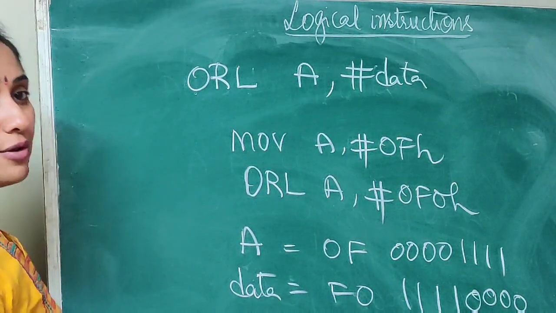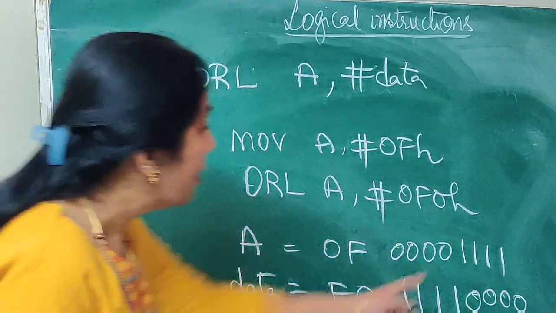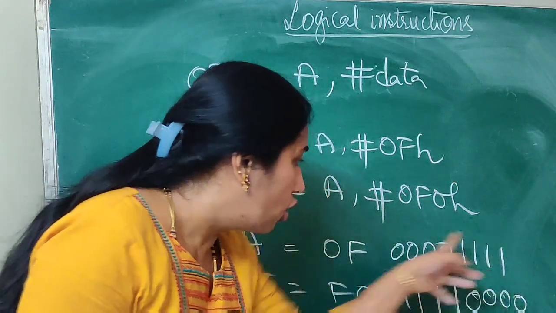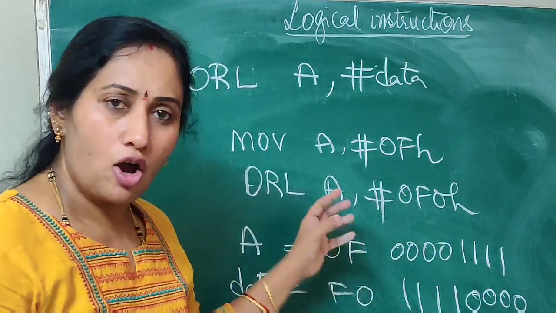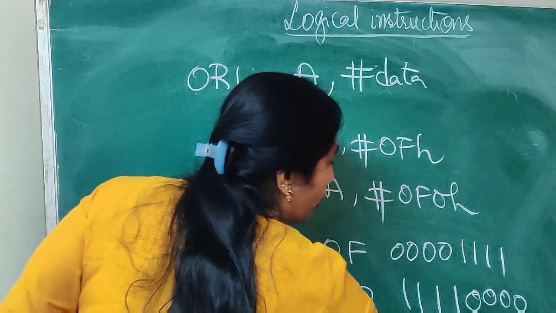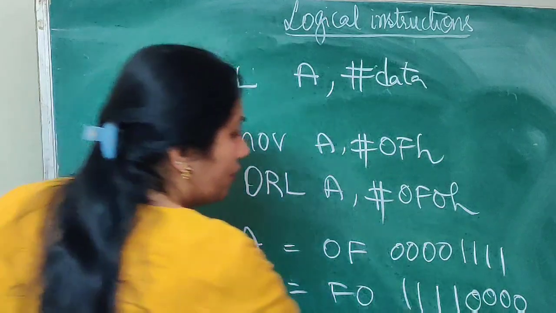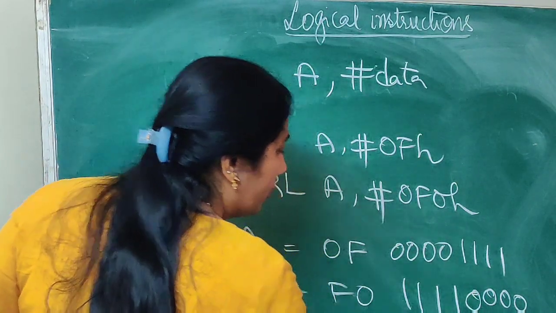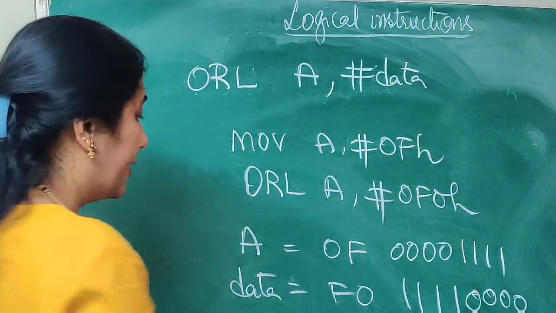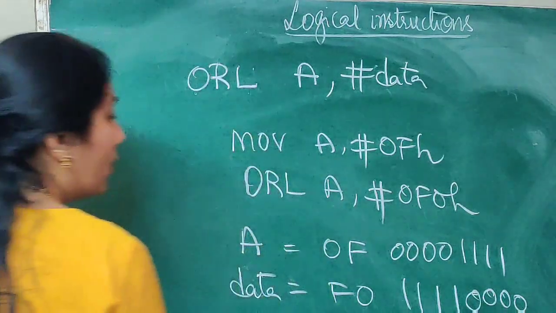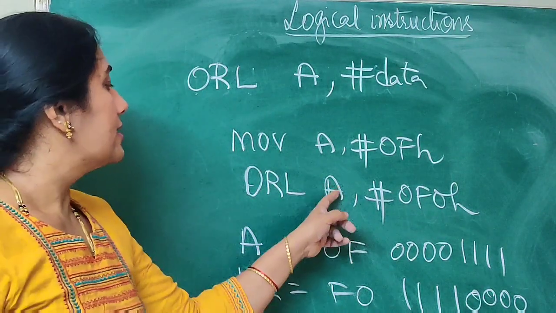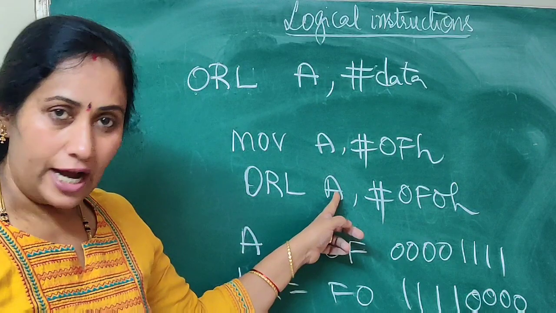So what are you going to have? You are going to perform the OR operation bitwise, but on the whole byte. So now I'm going to have this is 1, because if any one of the inputs is high, the output will be high. So I'm going to have over here F F. Where is the result going to be stored? The result is going to be stored in the accumulator.